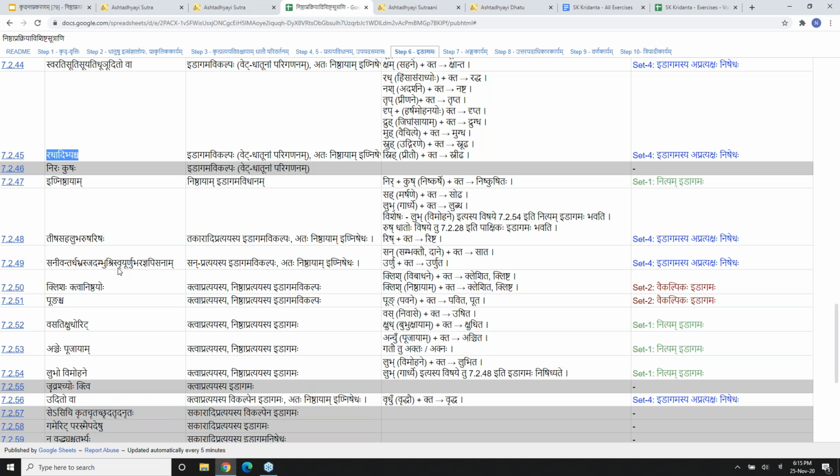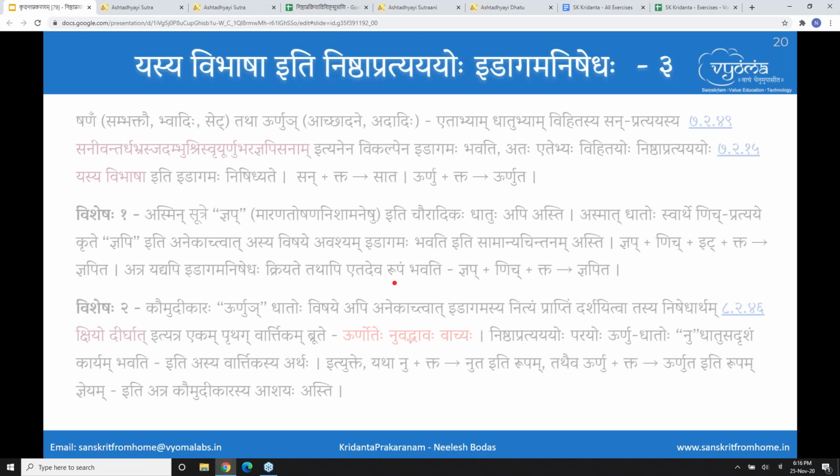Svru is there, Svru is here, Swarati Suti, so we have already taken care of it. So many dhatus over there we have already taken care of. So only the remaining dhatus are two. There is a sana dhatu and there is an urnu dhatu. That's all that we want to worry about.